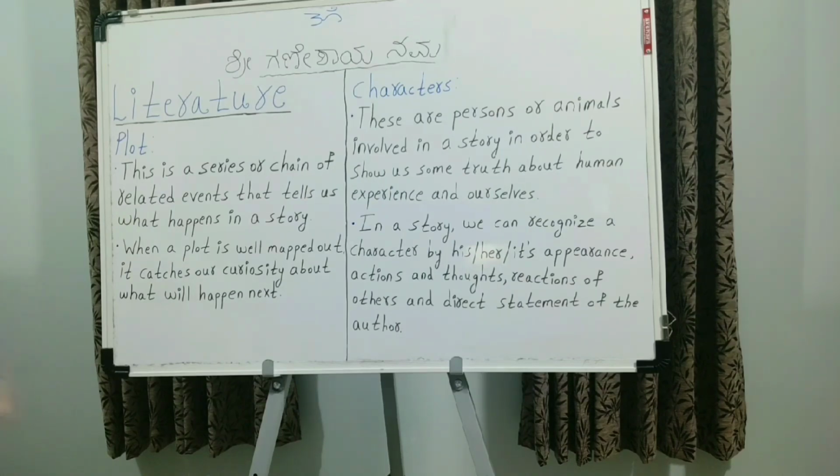In a story, we can recognize a character by his, her or its appearance, actions and thoughts, reactions of others, and direct statement of the author. In any story, we can recognize a character by appearance, meaning his looks, and his thoughts, what is running in his mind, and what other characters say about him. Apart from this, the direct statement of the author, what the author tells about these characters, also plays a very important role in determining any character.